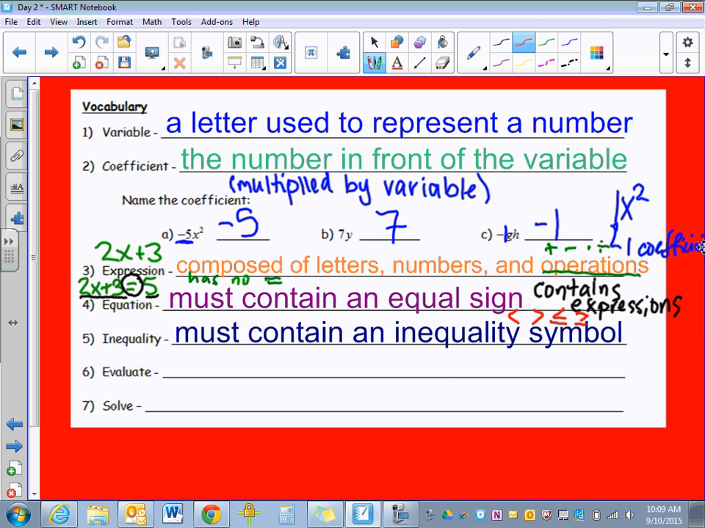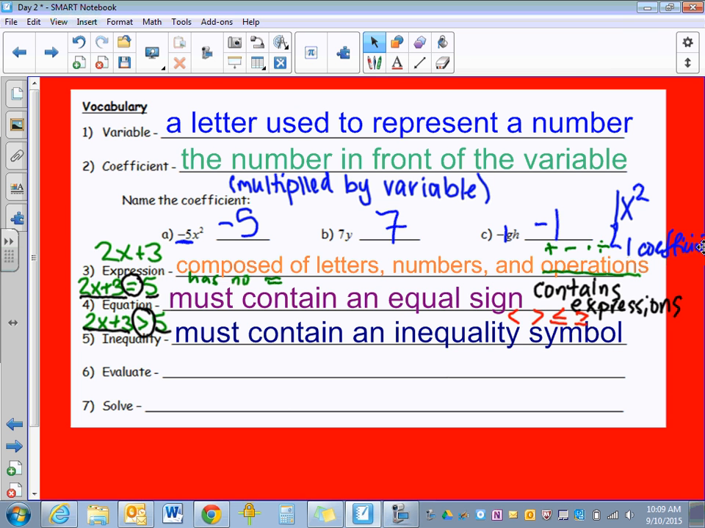So an example of this would be 2x plus 3 is greater than 5. Okay. This is an example of an inequality. We have an expression, 2x plus 3, and we have the expression 5, and then we have this inequality here.